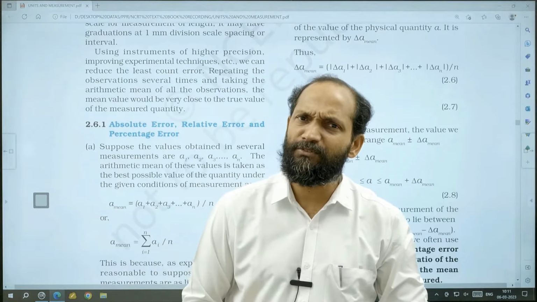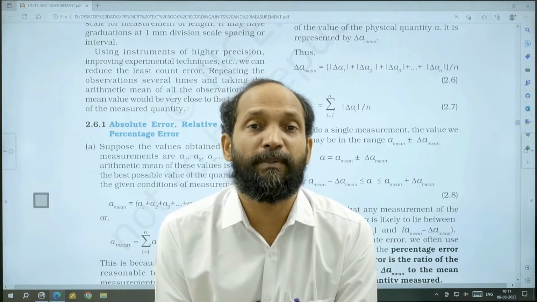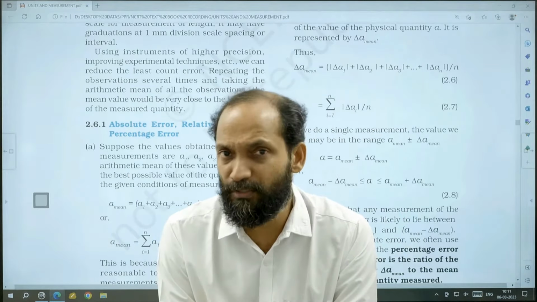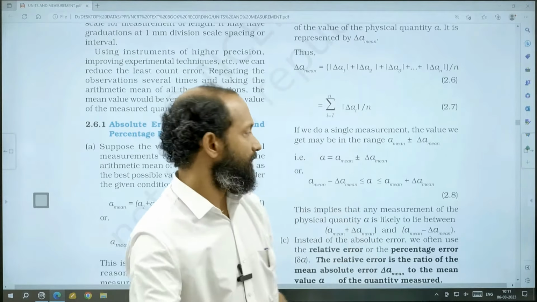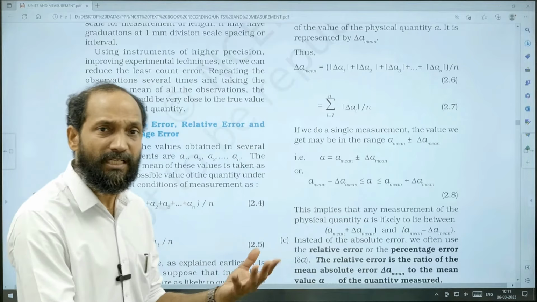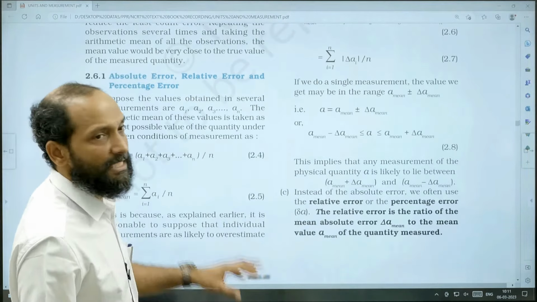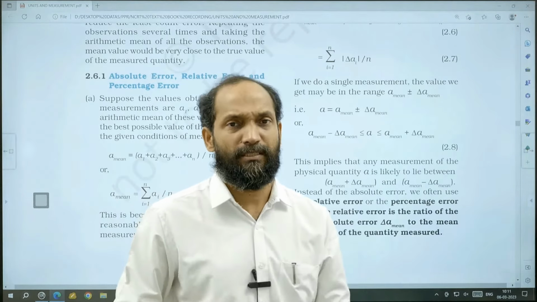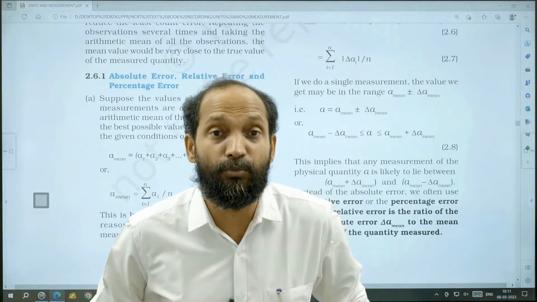Now, how to express this in percentage? Whatever we get, like examination marks, we have to express in percentage. Then only will we know the relative size of that measurement. Here, how to express that measured error in percentage? For that, you divide the mean absolute error by the true value. Mean absolute error divided by true value is called what?